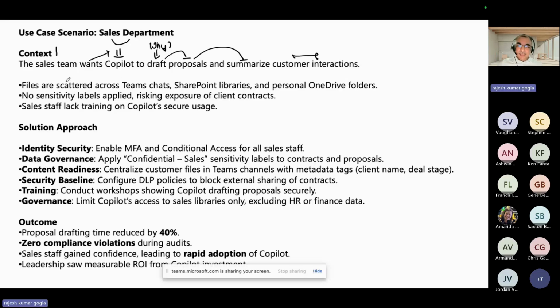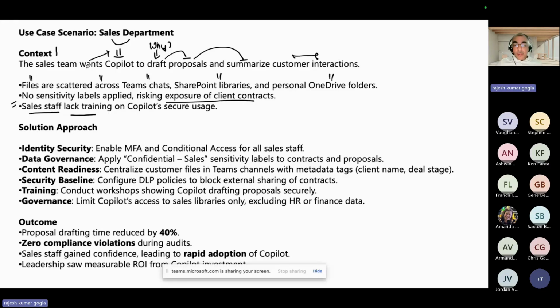Now the challenge is the data. The files are scattered. Chats are in the libraries, in OneDrive, in Exchange, in emails as attachments. Now the problem is that no content is labeled. This is simply risking exposure of the client contracts. And definitely the sales staff is lacking training, because they don't know how to use Copilot or how Copilot can help them.